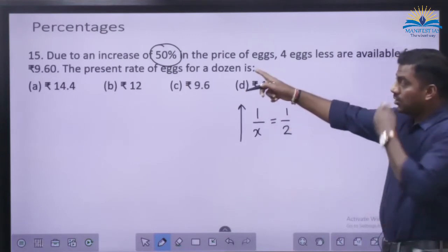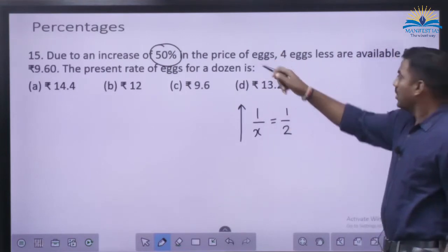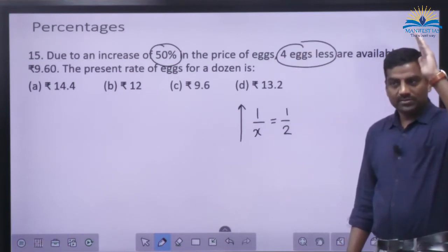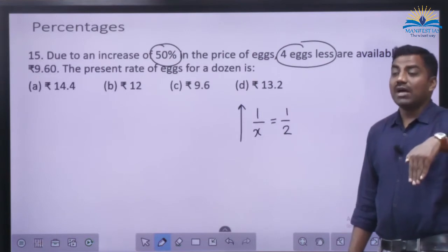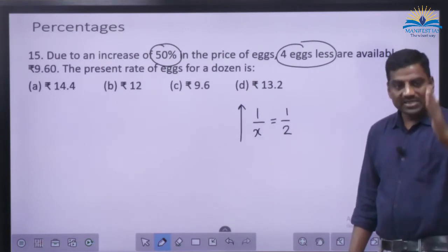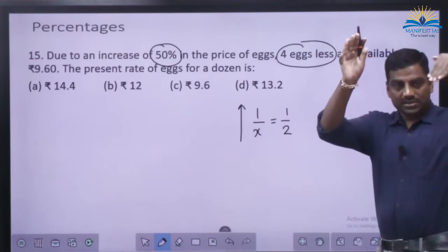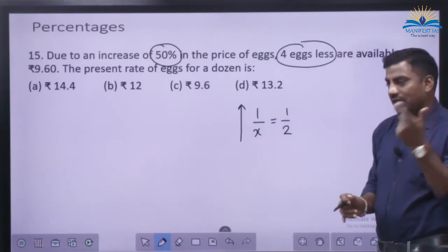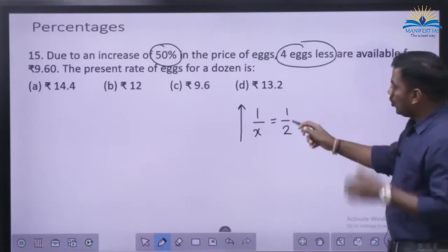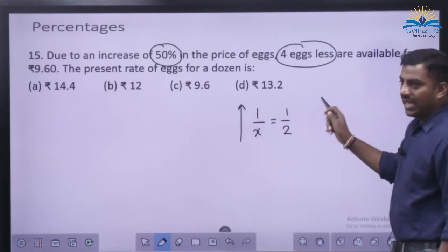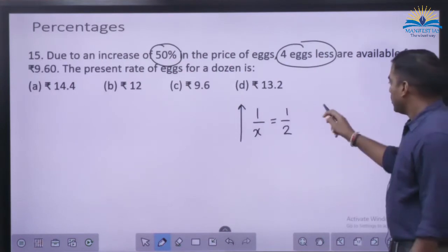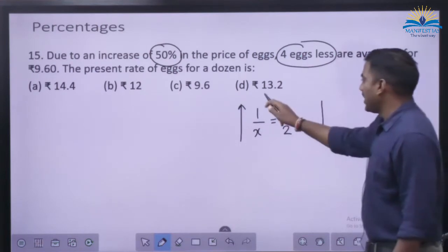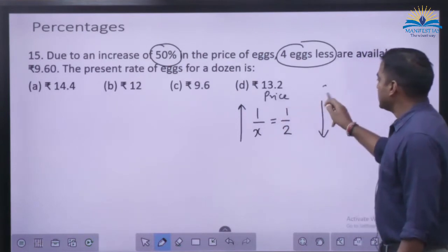So what is happening? Due to the increase of the price, 4x less are available, correct? When the price rise happens, the number of goods that were available for a certain budget will be lesser now. Price will rise, the items will come down, or the weight or quantity of the items will come down for the same budget. Now tell me, due to increase of the price of eggs by 50%, the decrease in consumption would happen by how much? This is price and this is consumption.